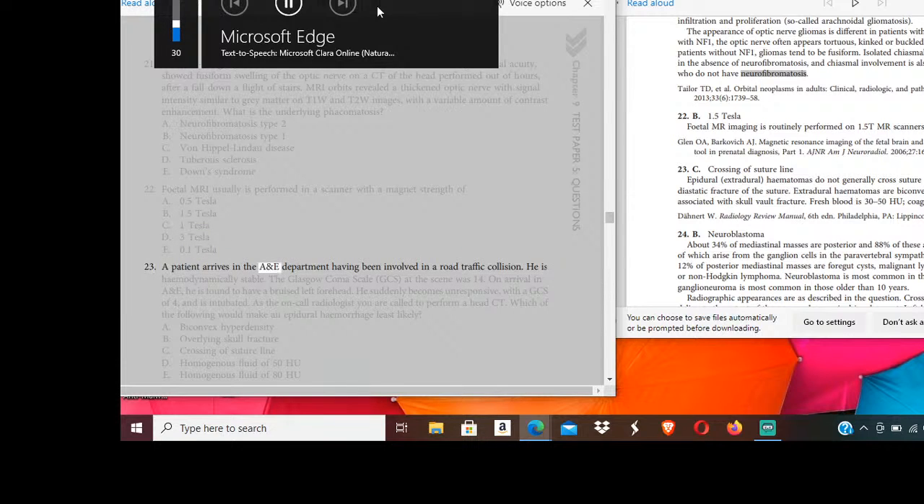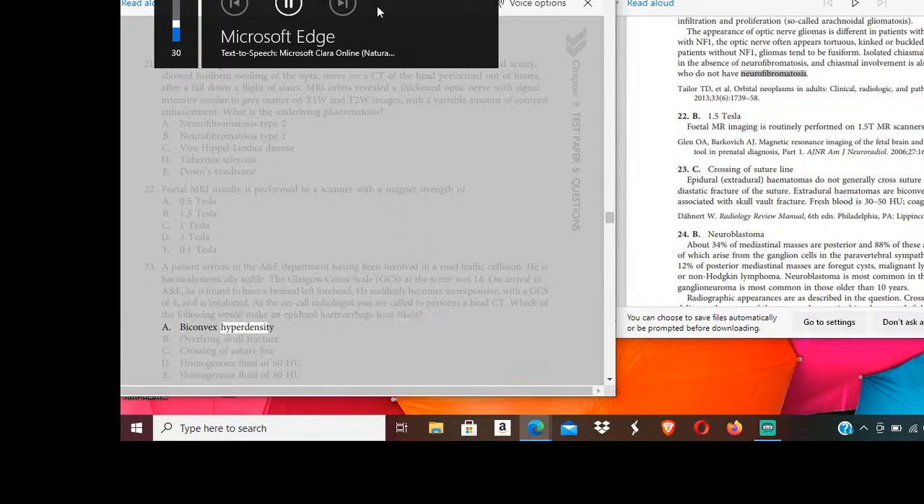23. A patient arrives in the A&E department having been involved in a road traffic collision. He is hemodynamically stable. The Glasgow Coma Scale, GCS, at the scene was 14. On arrival in A&E, he is found to have a bruised left forehead. He suddenly becomes unresponsive with a GCS of 4 and is intubated. As the on-call radiologist, you are called to perform a head CT. Which of the following would make an epidural hemorrhage least likely?